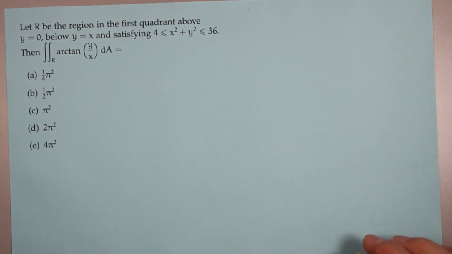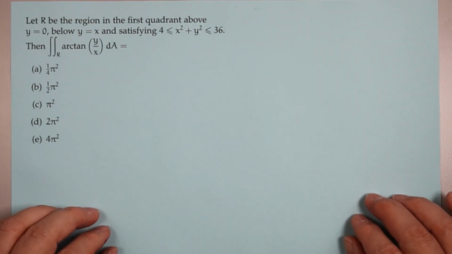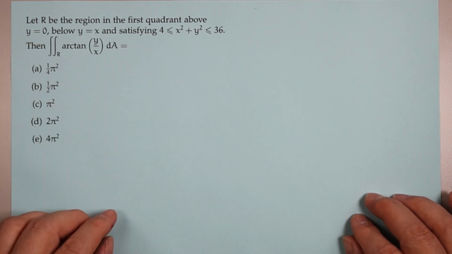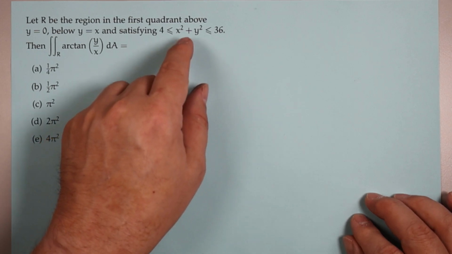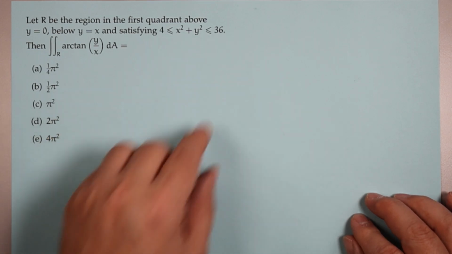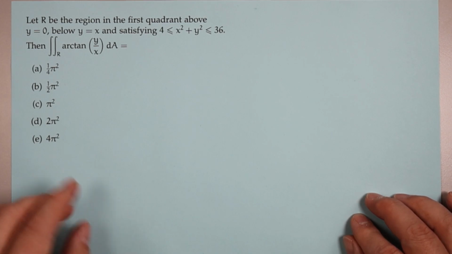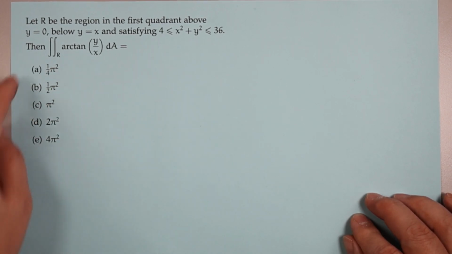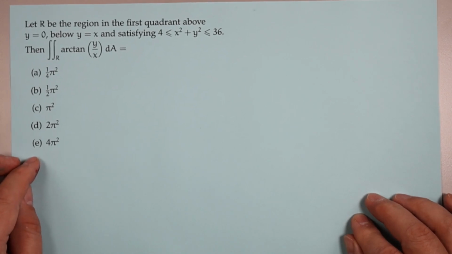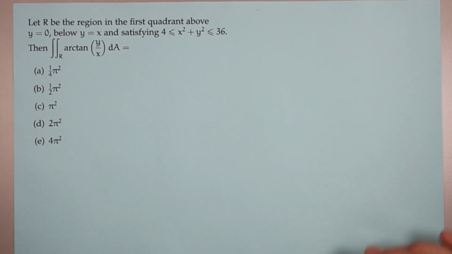All right, we're basically out of time, but here's a quick problem you can think about. Let R be the region in the first quadrant above y equals 0, below y equals x, and satisfying 4 less than or equal to x squared plus y squared less than or equal to 36. Then the integral over our region of arc tangent y over x dA is one of these. You can pause to think about it for just a second.